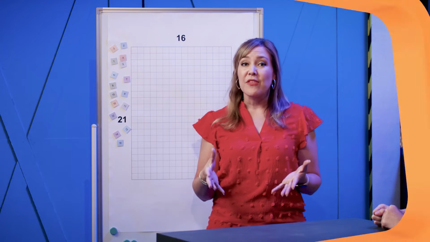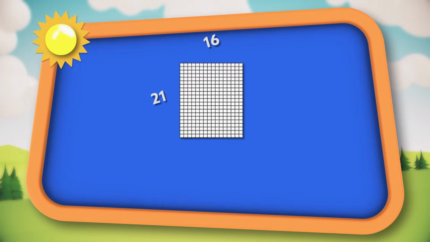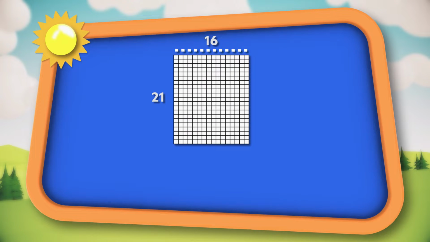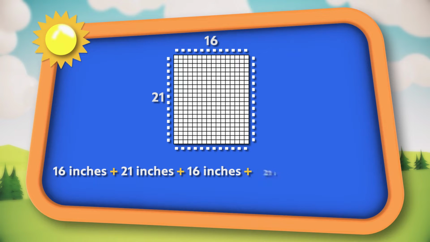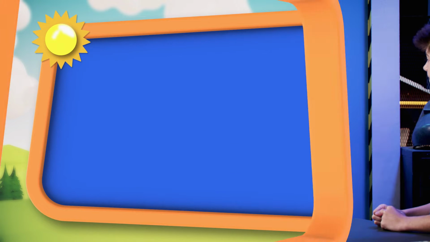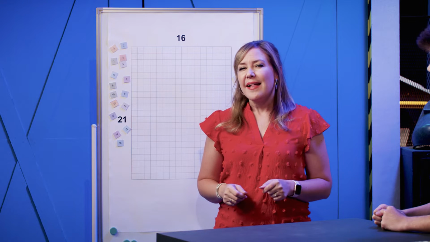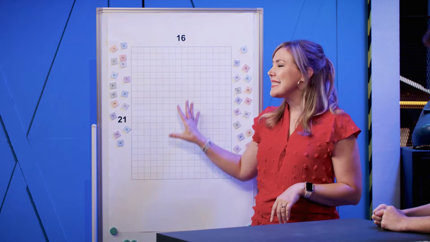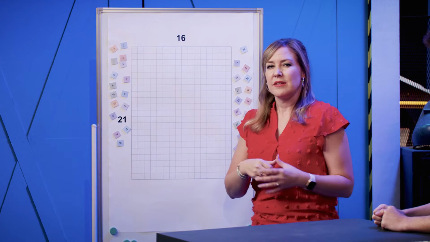So to do the math for perimeter, you need to add all those numbers together. So 16 plus 21 plus 16 plus 21, that gives us 74 inches. Great job. Now let's think about the space inside the rectangle.